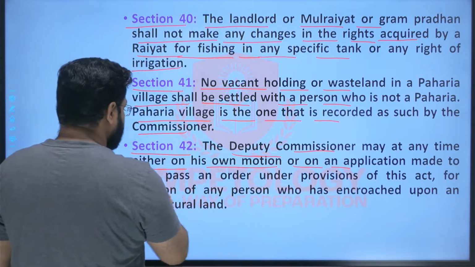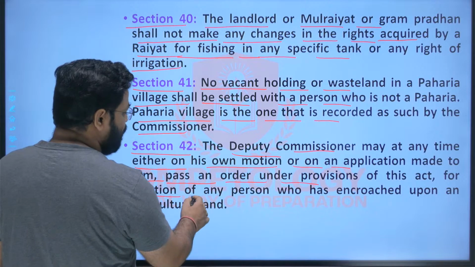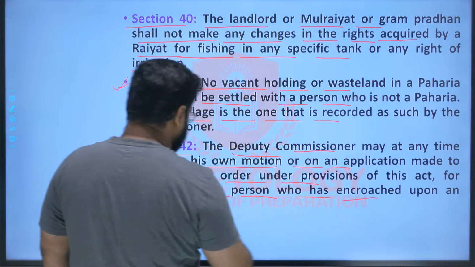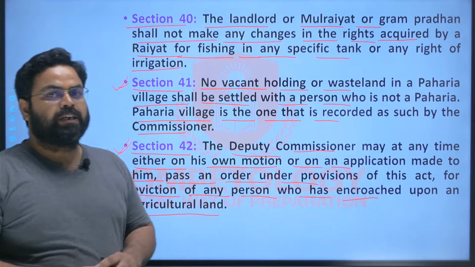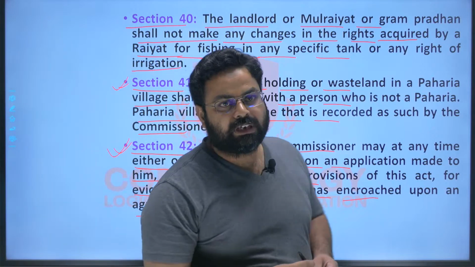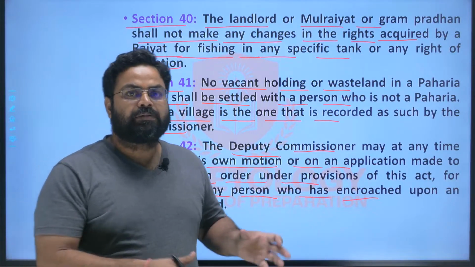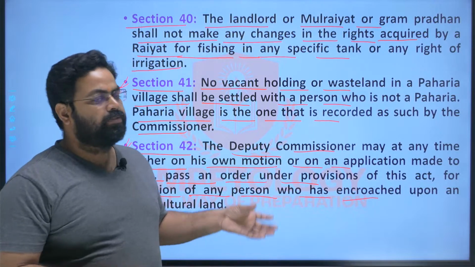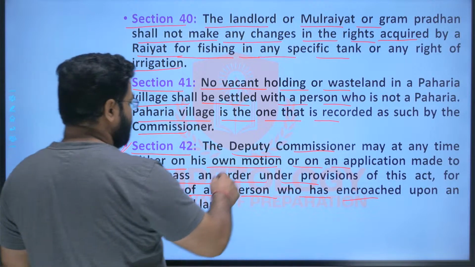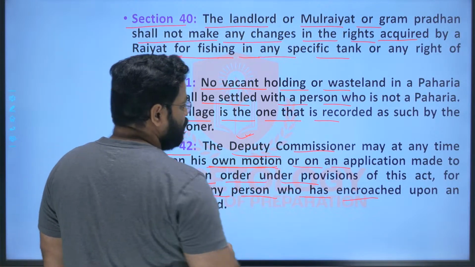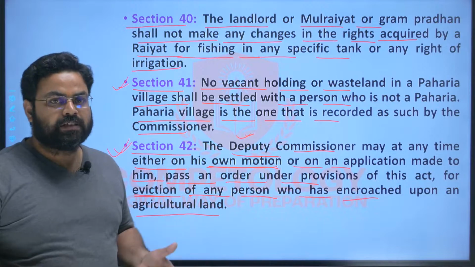Next, section 42 says that the DC may at any time, either on his own motion or on an application made to him, pass an order under the provisions of this act for eviction of any person who has encroached upon an agricultural land. So if a person has illegally encroached upon any agricultural land, like constructing some building or any other thing, and the aggrieved person files an application to the DC, then the DC may evict that person on his own motion or on the application.